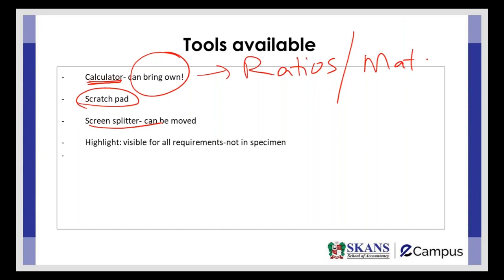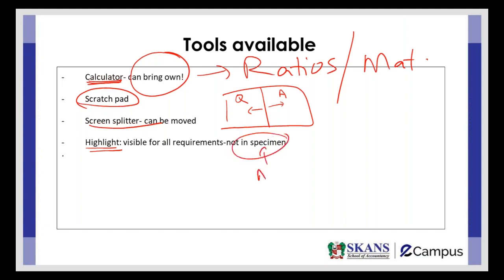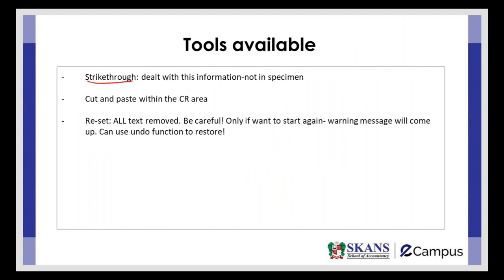You have a screen splitter. So if this is your screen, your question is over here, your answer is over here. You can move this divider to make the question bigger or smaller. You can highlight areas on the question. On the ACCA website, you cannot do it, but in the actual exam, in the Campus Insight platform, you can do it. So within the question, you can highlight to say, oh, I've covered this point. You can also strike through. So in the question, if you've already covered a deficiency, you can strike it through to remember that I've covered this and I don't need to talk about it anymore. Again, it's not there on the ACCA website, but it is there in Campus Insight.